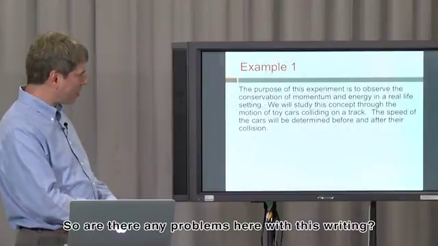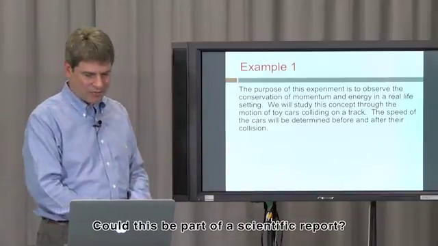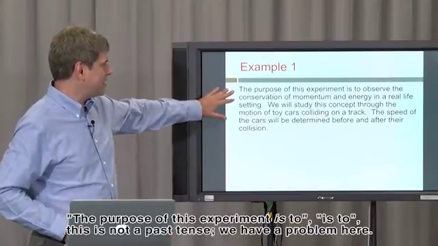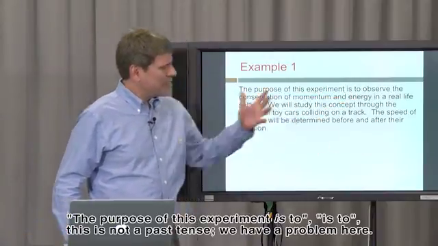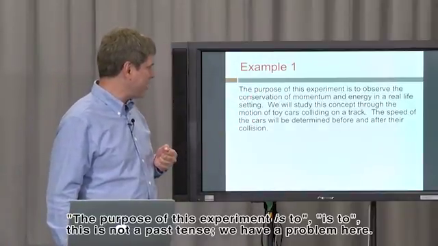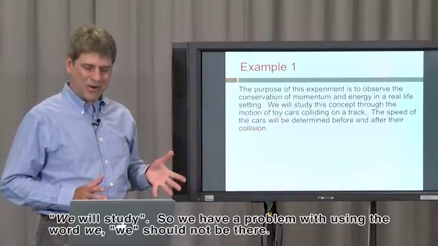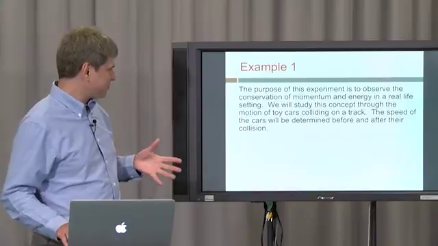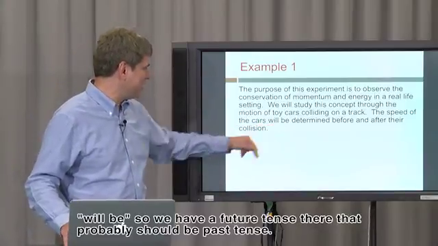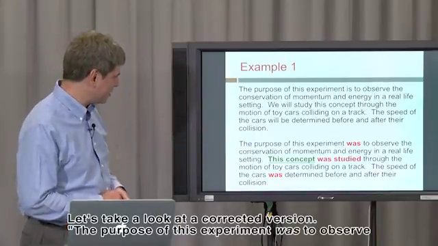Okay, so are there any problems here with this writing? Could this be part of a scientific report? Well, actually, there are a number of problems. The purpose of the experiment is to. This is not a past tense thing, so we've got a problem there. We will study. Okay, so we've got a problem. It's using the word we. We should not be there. So we've got a couple problems with the tenses, will be, so we've got a future there that probably should be past. Let's take a look at a corrected version.